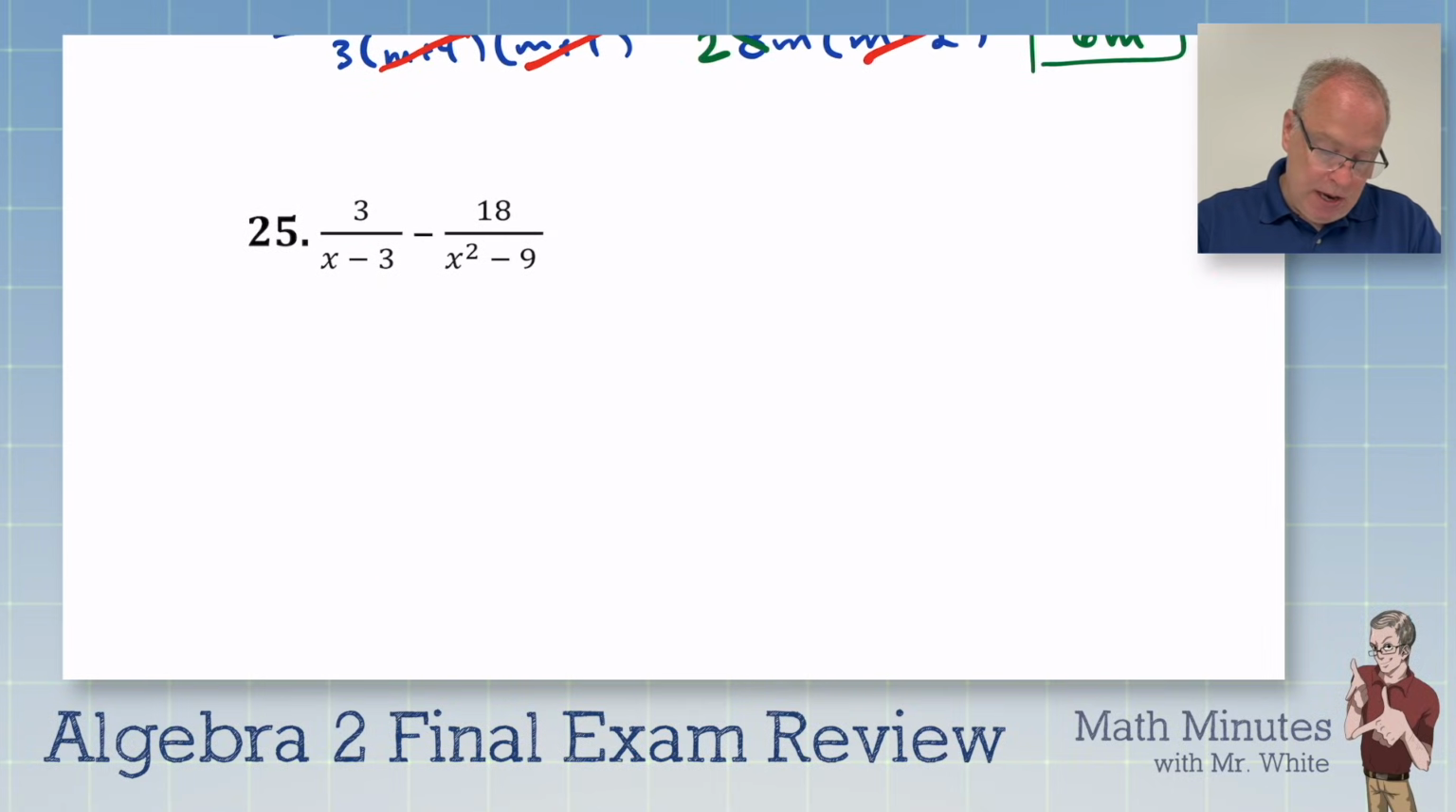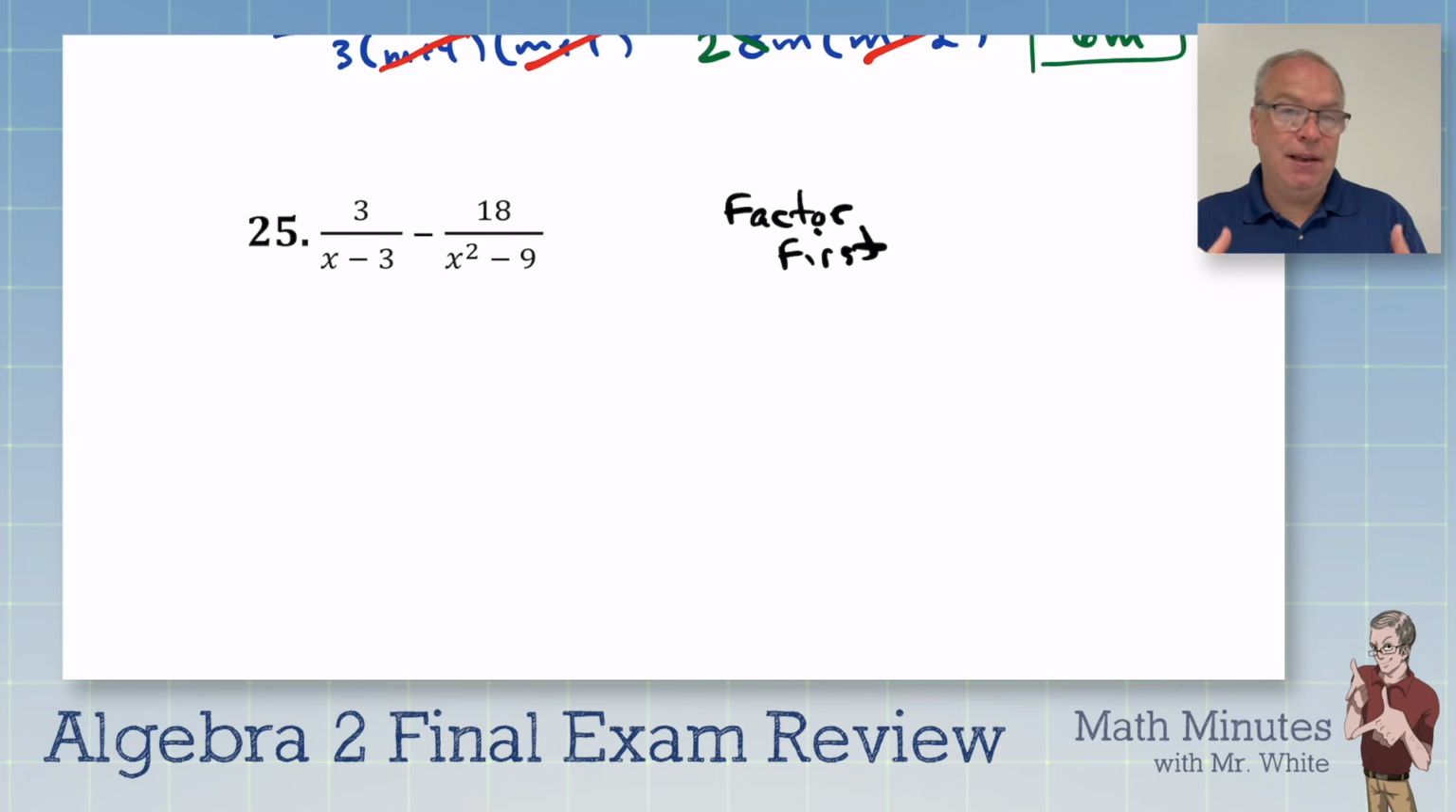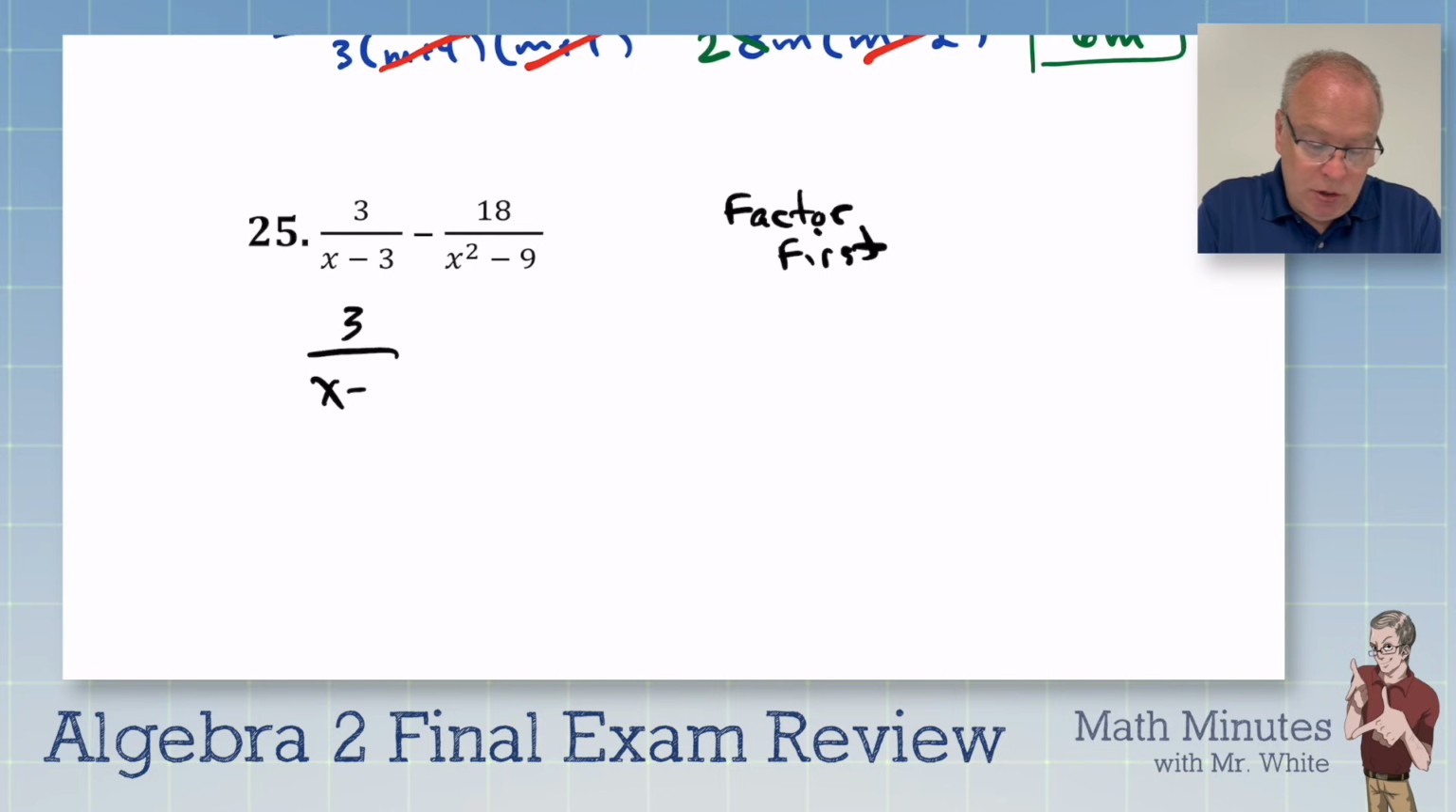All right, moving on, number 25, adding and subtracting. How do we do that? In order to add fractions, you have to have a common denominator. And I like to think about it as upgrading the fractions so that they all match. So make sure you use plenty of space while you're doing this. It is important to factor first still. We still have to factor first so that we can step back and see what we're working with. So this is 3 over x minus 3 minus 18 over x plus 3, x minus 3.